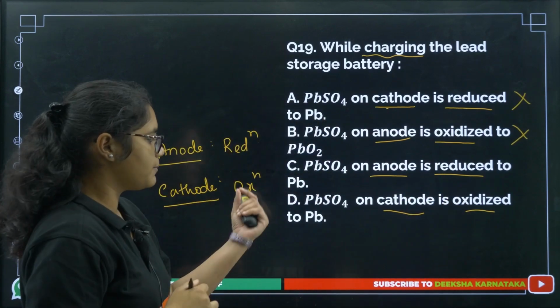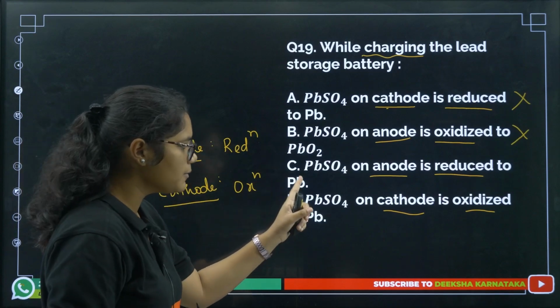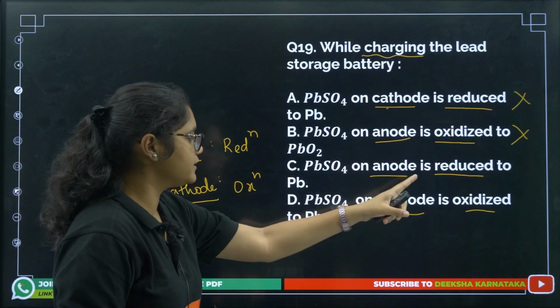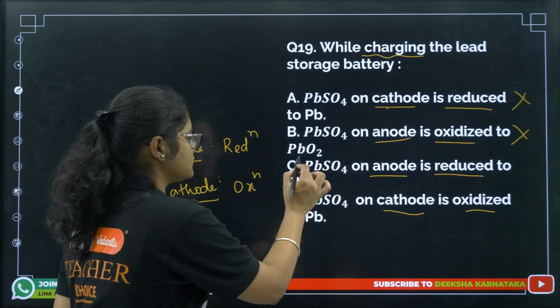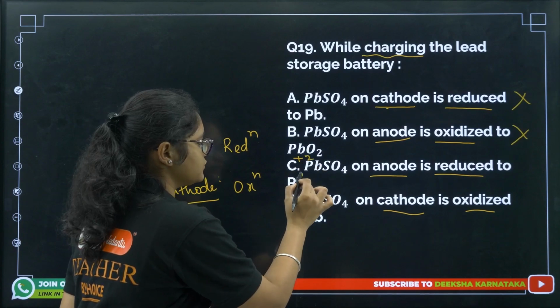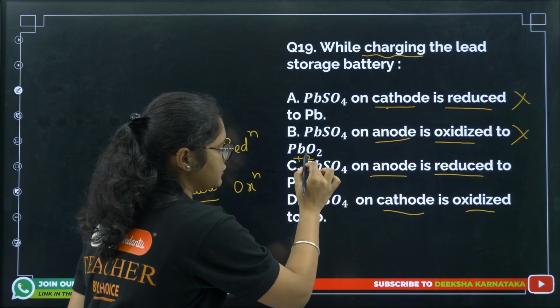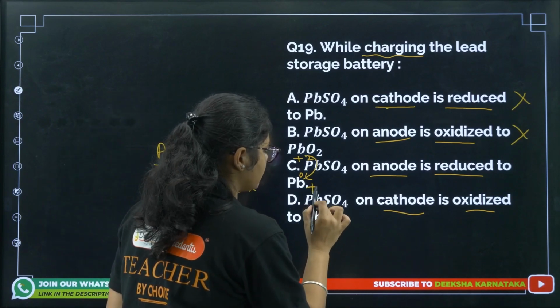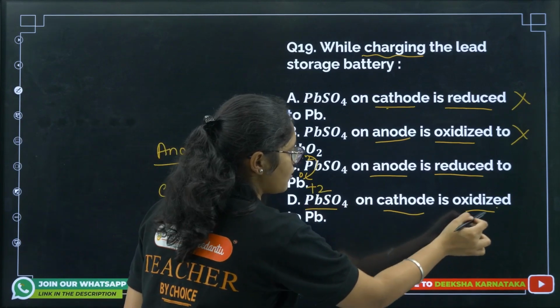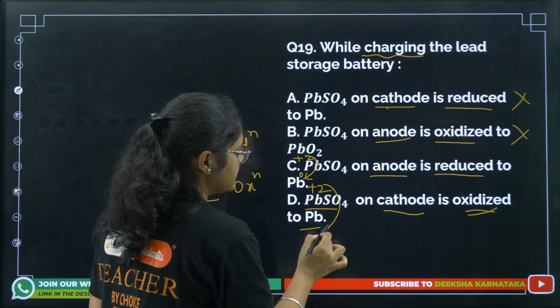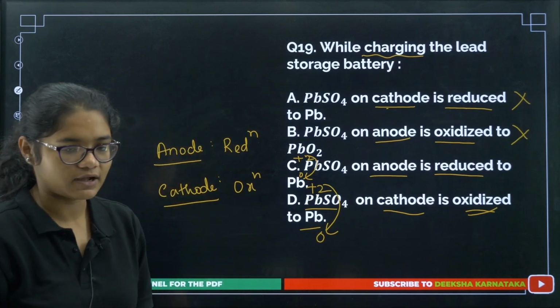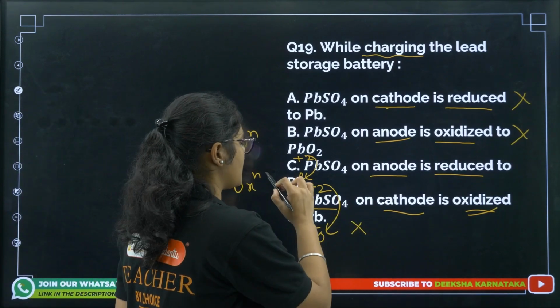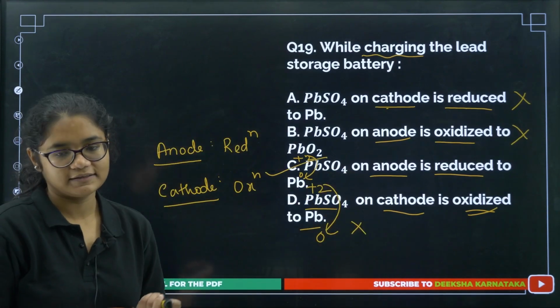Okay, now read the other part of the statement. PbSO4 on anode is reduced to Pb. So what is it, PbSO4 plus 2 to 0? So PbSO4 on anode is reduced to Pb. Okay, correct statement. Now if you see PbSO4, again plus 2, on cathode is oxidized to Pb. Is it oxidation, plus 2 to 0? It is again reduction. So that is why this is wrong. So the answer has to be option number C here.